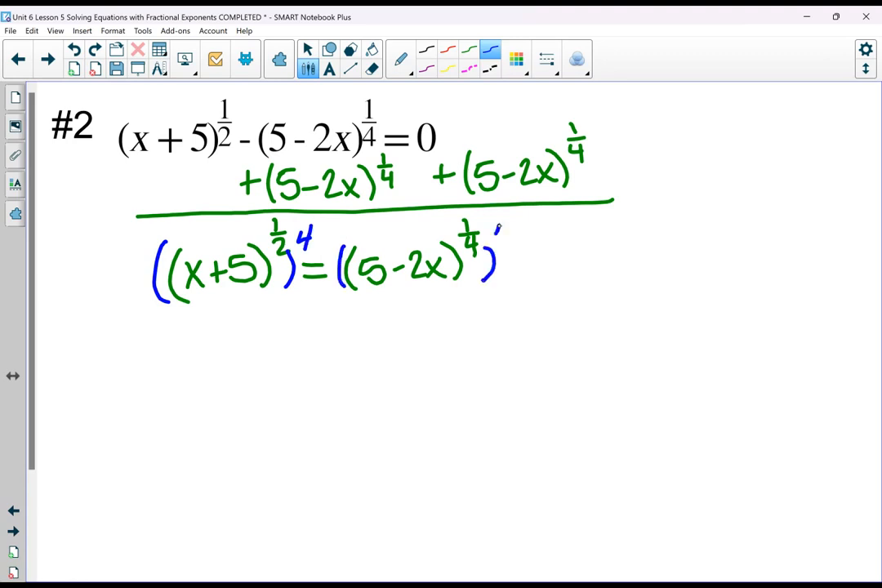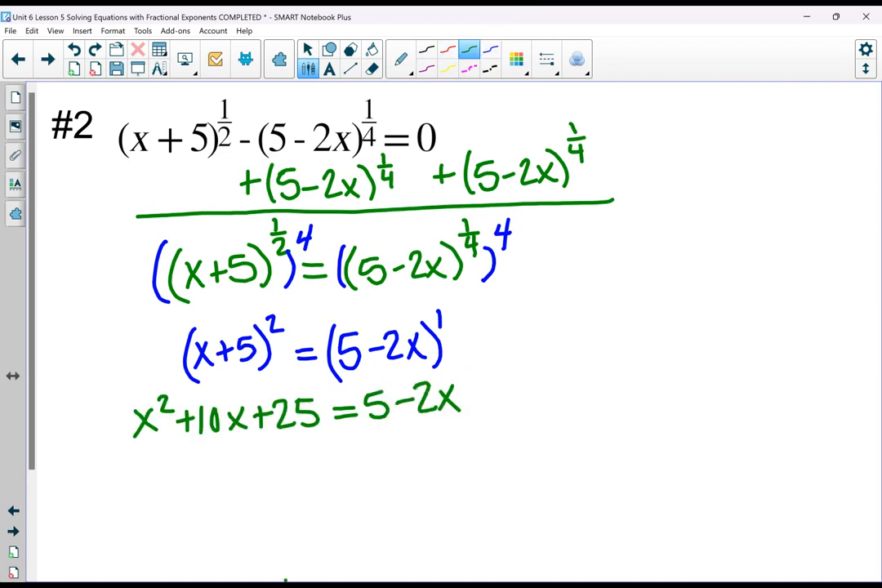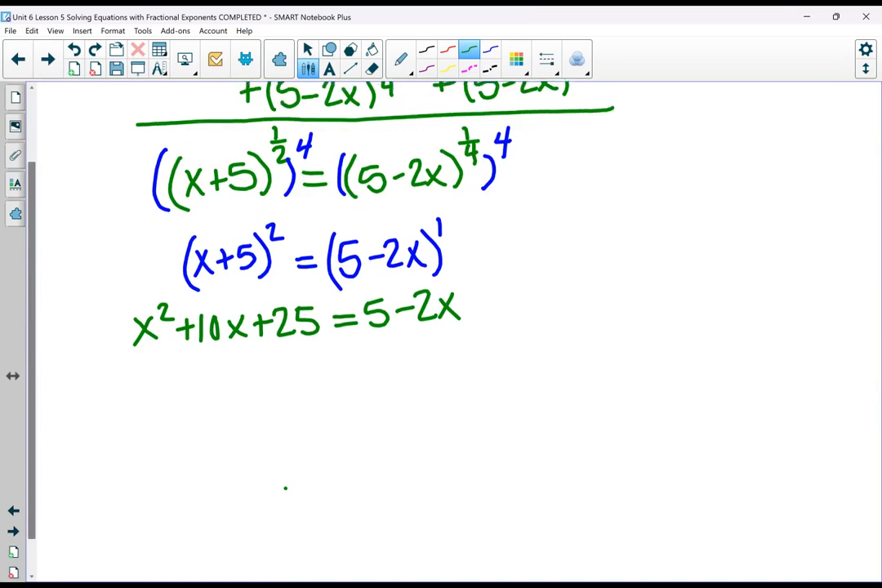So if I raise both sides to the 4th, my equation will become (x plus 5) squared is equal to 5 minus 2x to the first power. Both integers, both powers I know how to work with. I don't have to worry about absolute value because both of the numerators in the original equation are odd. So on my left-hand side, this (x plus 5) squared, I do have to FOIL that. Something raised to the first power is just itself, so that right-hand side could stay the same.